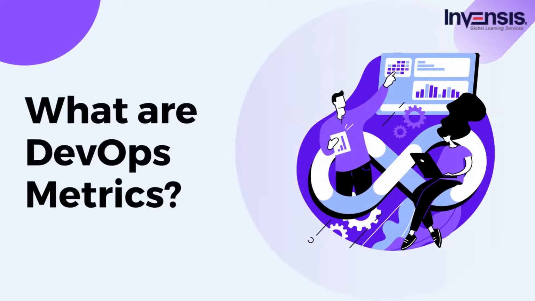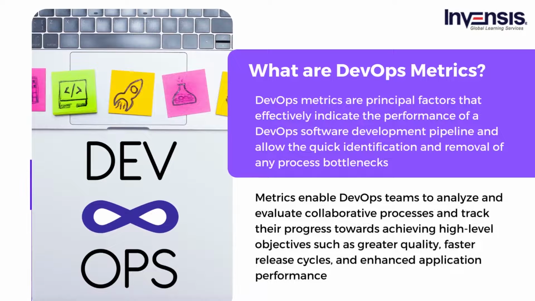Without further ado, let us get started with our first topic for today. What are DevOps metrics? DevOps metrics are principal factors that effectively indicate the performance of a DevOps software development pipeline and allow the quick identification and removal of any process bottlenecks. These metrics may be used to monitor both technical ability and team procedures. Metrics enable DevOps teams to analyze and evaluate collaborative processes and track their progress towards achieving high-level objectives such as greater quality, faster release cycles, and enhanced application performance.